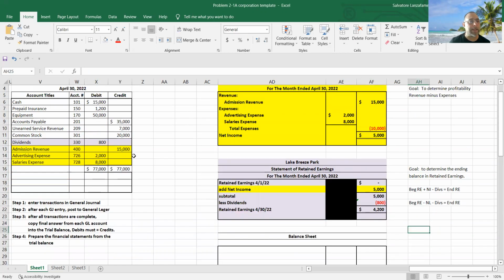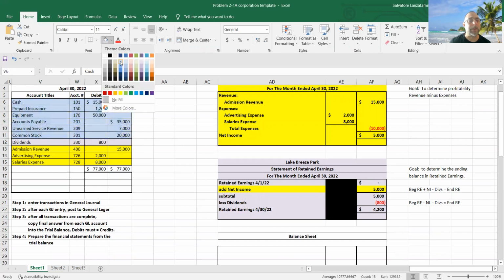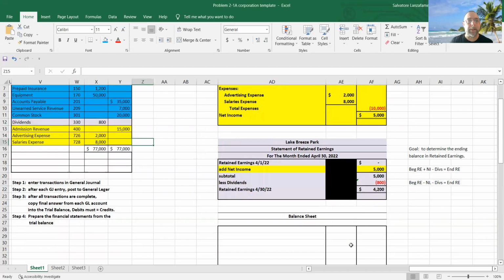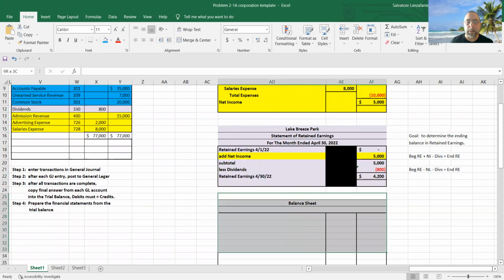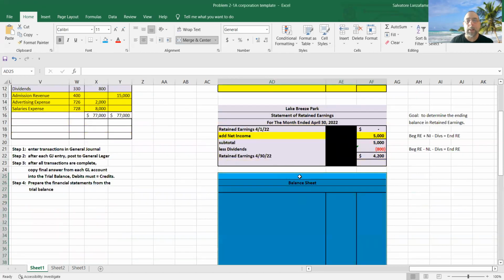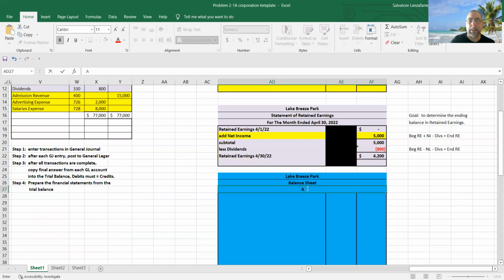Okay, one last thing to do, and that is the balance sheet. So let's put this in a different color. The remaining accounts are what you will see copied into the balance sheet. All right, so let's highlight this balance sheet in that blue color. And again, name of the company, Lake Breeze Park. Doing a balance sheet, but the date is the short date.